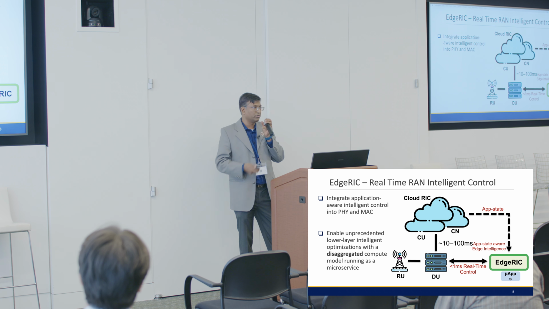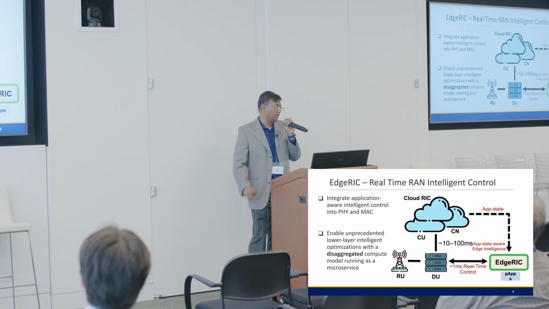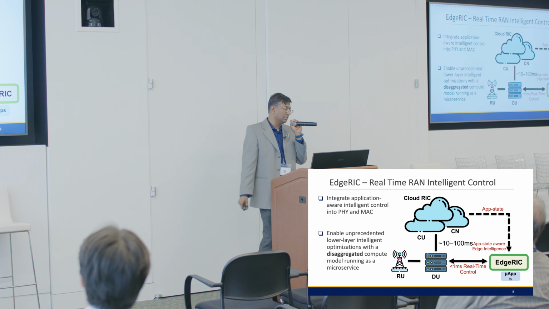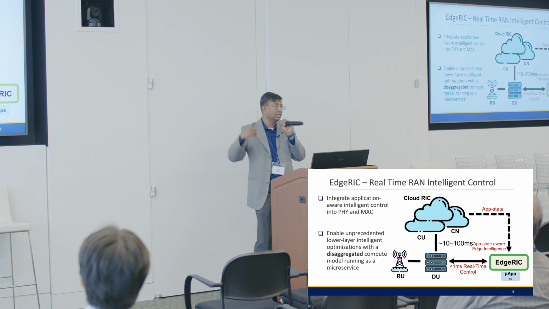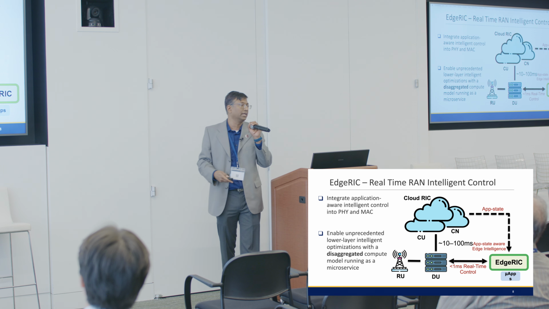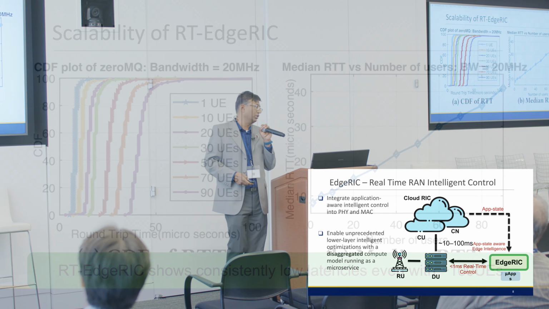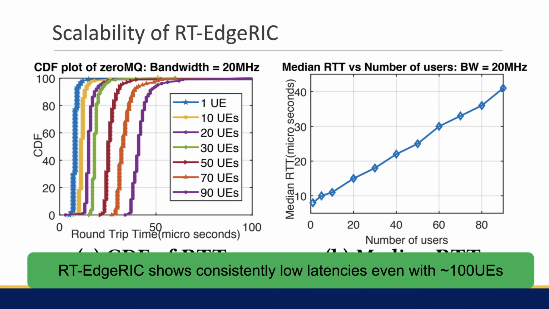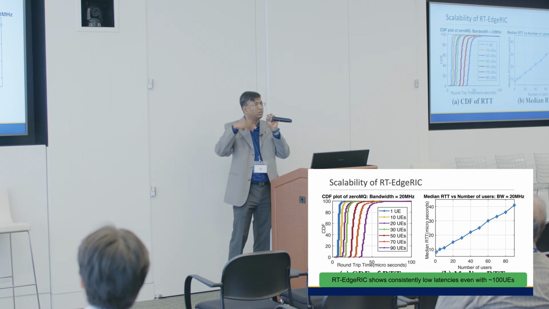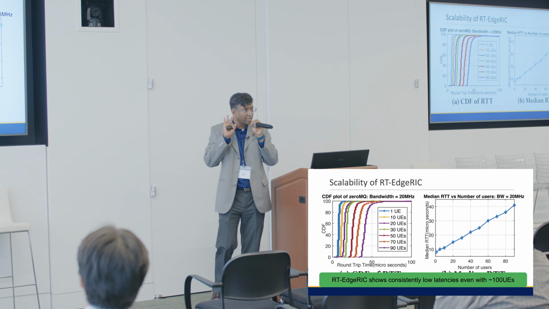So essentially what we're doing is application-aware and real-time scheduling, real-time access to KPIs and control, so that you can do unprecedented low-level 5G MAC-related optimizations. So that's our goal. Can we actually do this? Here is our messaging scheme, which shows that as you scale the number of UEs, typically the round trip time is bounded within 100 microseconds. So yes, you can actually do it.